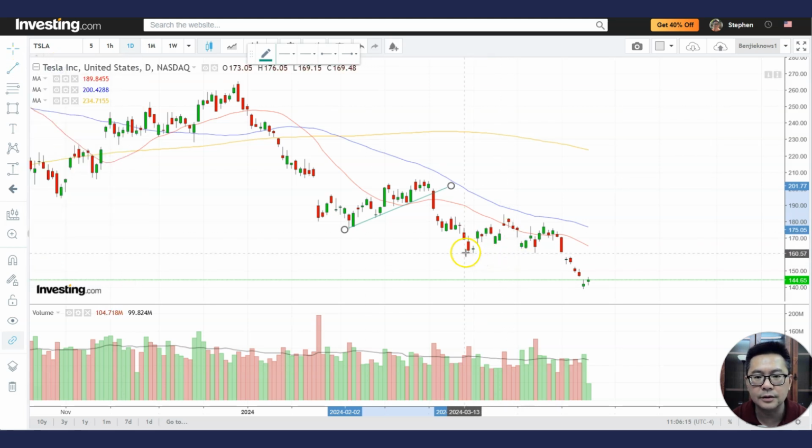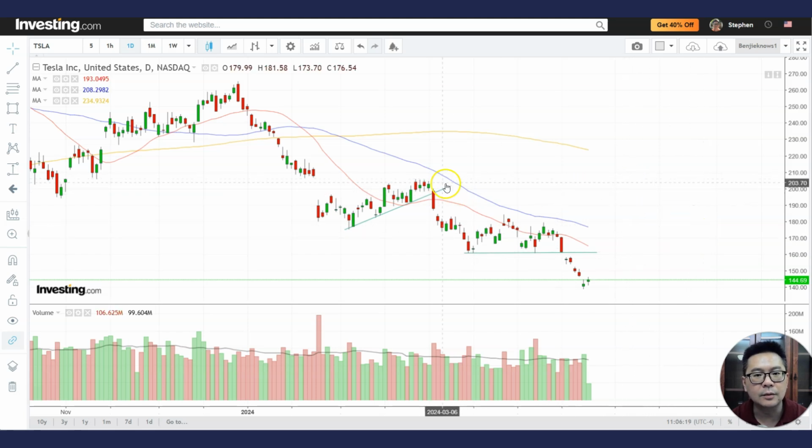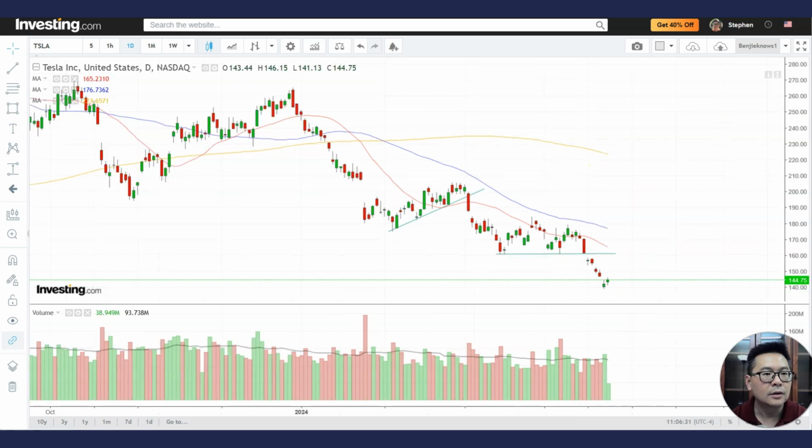And here we can see it break below support. Support areas are very important. Uptrend lines are also very important as the stock declines. The moment it breaks, you can see a huge sell-off. The moment it breaks, gap down and lower.